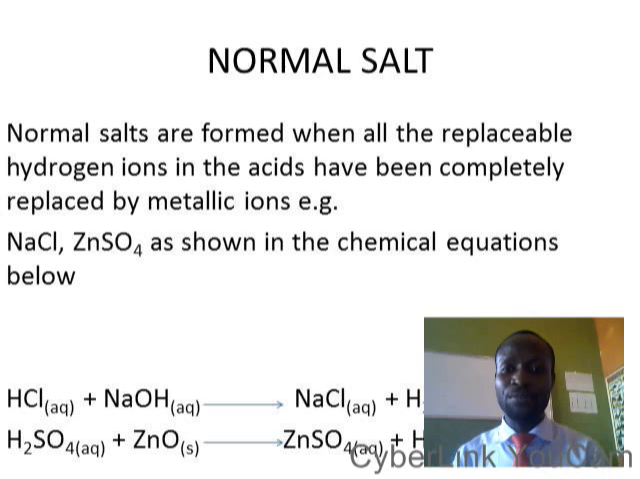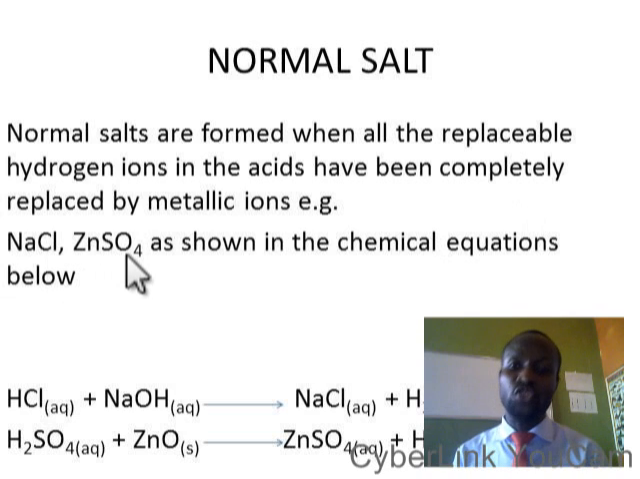Types of salt. Now we have the normal salt. Normal salts are formed, like I explained even in the last lesson, when all the replaceable hydrogen ions in the acid have been completely replaced by metallic ions. Example, look at sodium chloride here. NaCl is sodium chloride.